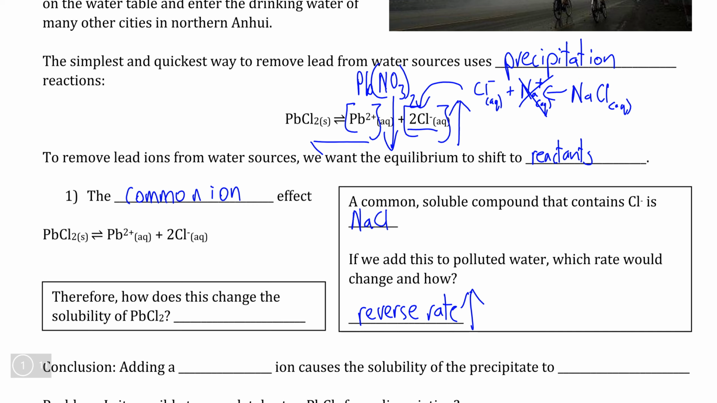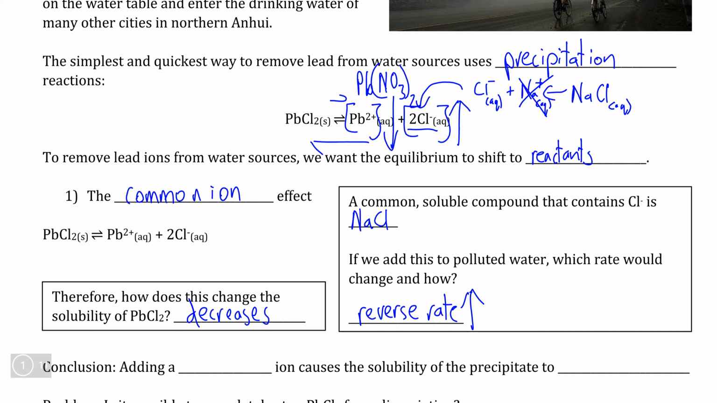Now, because in this case we're making the reverse reaction faster than the forward reaction, that means that overall more of our ions are going to come out of solution and less of them are going to dissolve, and therefore we would expect the solubility of PbCl2 to decrease.